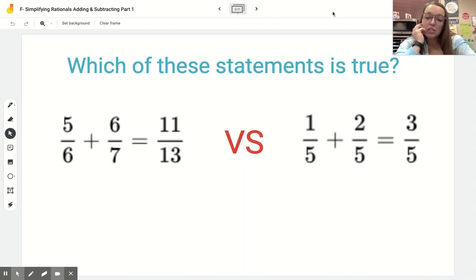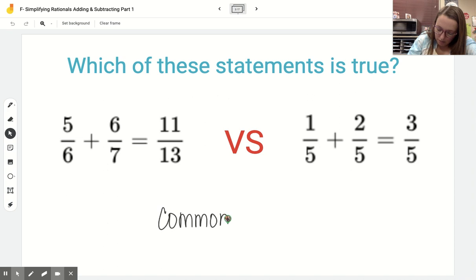Okay, so first, I want you to just take a moment and think about which of these statements is true. What do we need to do in order to add fractions? If you need to pause the video and take a minute to think. All right, so if it's not ringing a bell for you, something that you should always have in mind when you're adding and subtracting fractions is the need for a common denominator.